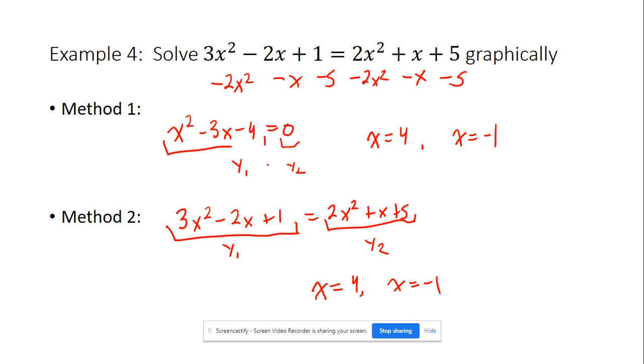Personally, I think method 1 is the easier way to do it. Set one side equal to 0, and then really you're looking for the x-intercepts of this first function over here. Those are going to end up being your two solutions to this question. But this is how this works.